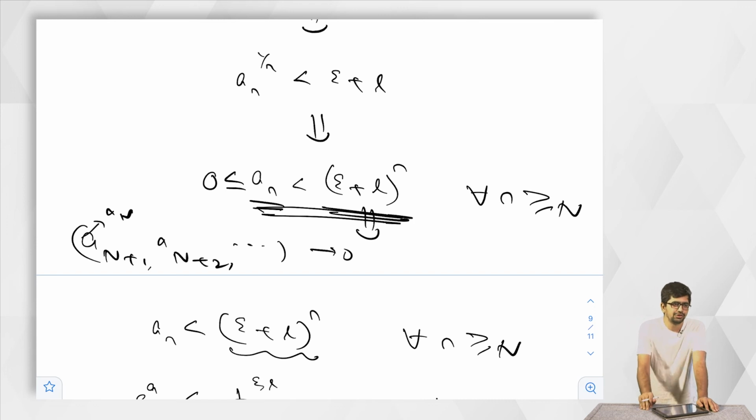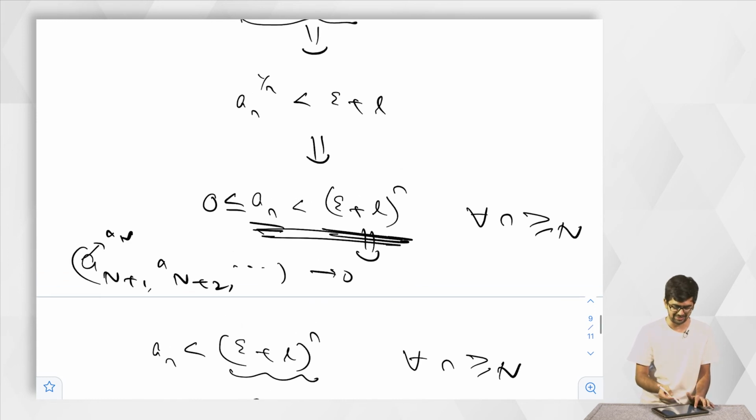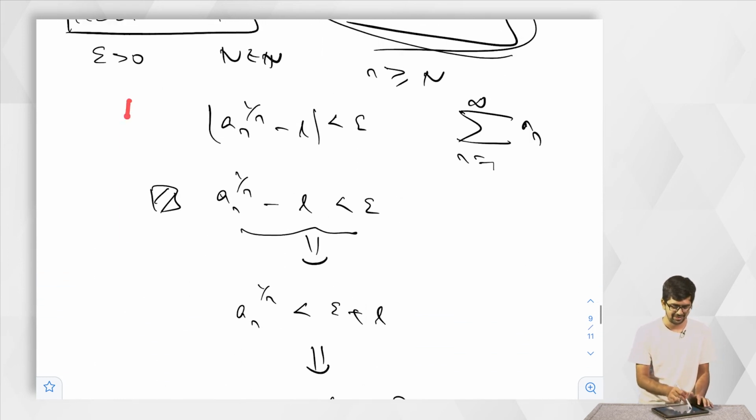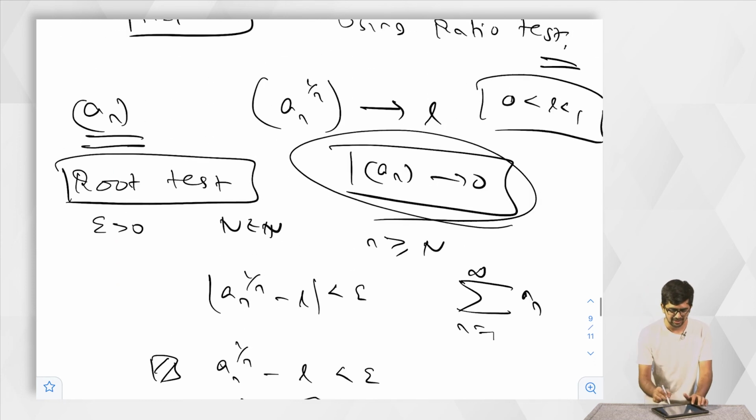So you should not feel uncomfortable when you see 15 tests mentioned in the textbook. No, no, no, all those are just some smart tricks, not really that smart. See this, whatever I have done here, this is not very difficult, right? This is very straightforward. Whatever this sequence going to 0, that was the first step.